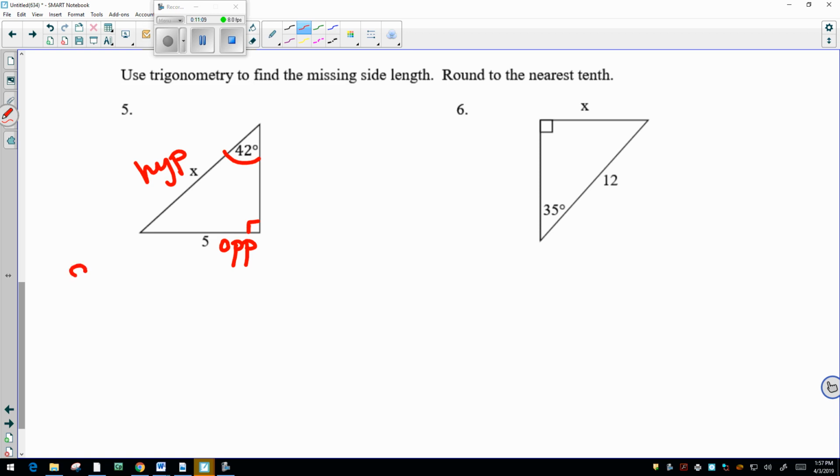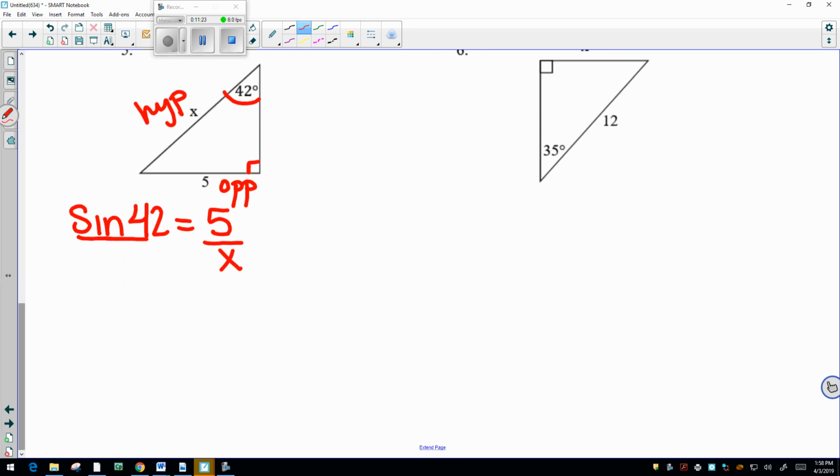And keep in mind what we have. It's always sine of your angle, this time we have a number, is equal to opposite over hypotenuse. Now we have to solve for x. So when you solve this, put the sine of 42 over 1 and cross multiply. So we have x times sine of 42 equals 5. And we want to get x by itself. So I'm going to divide through by sine of 42 on each side.